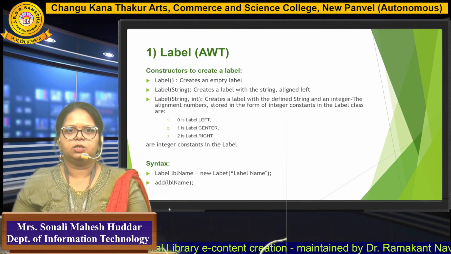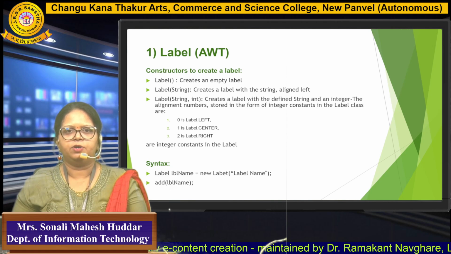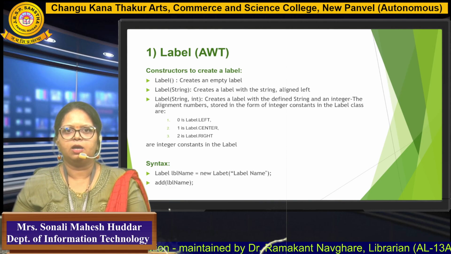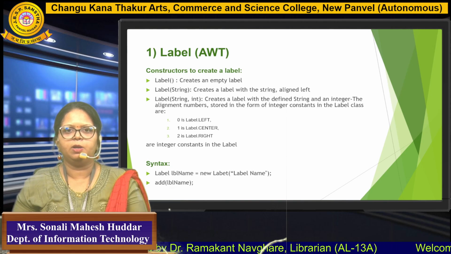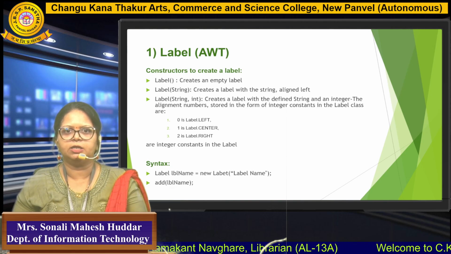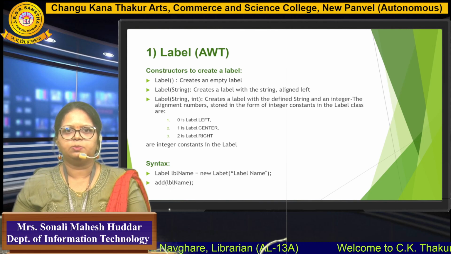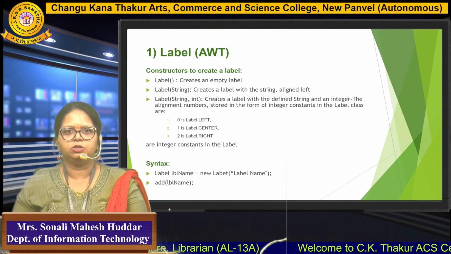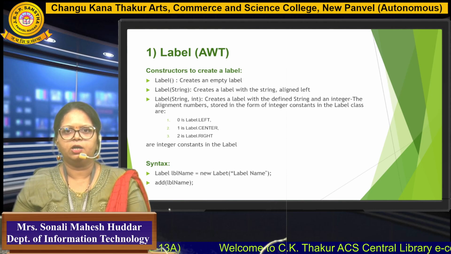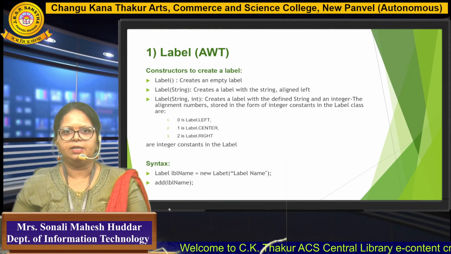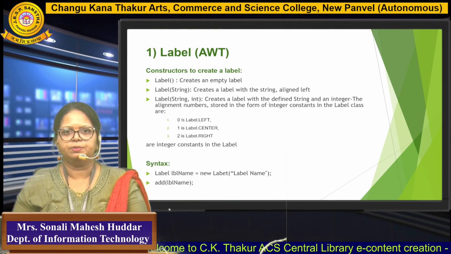Now let's consider the constructors to create a Label. The first constructor creates an empty label, without any parameter. The second constructor Label has a single parameter, a String, which is displayed as a static label on your window, aligned at the left by default.